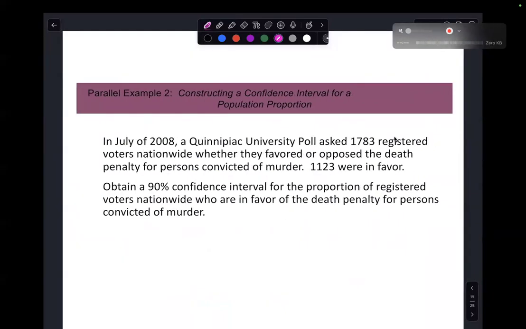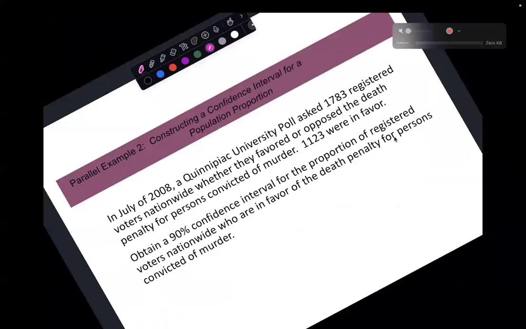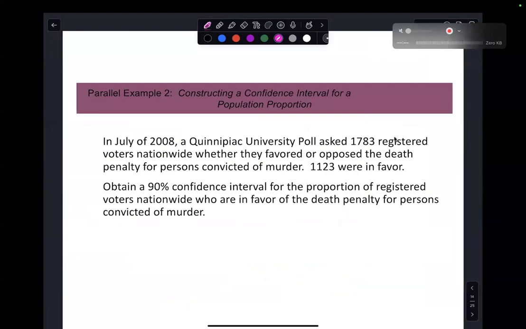All right. So in July of 2008, a Quinnipiac University poll asked 1,783 registered voters whether they favored or opposed the death penalty for persons convicted of murder. 1,123 were in favor. Okay, we're going to obtain a 90% confidence interval, but first I'm going to test my conditions.